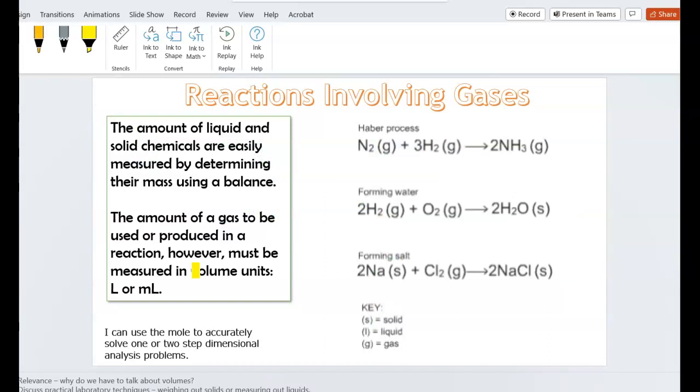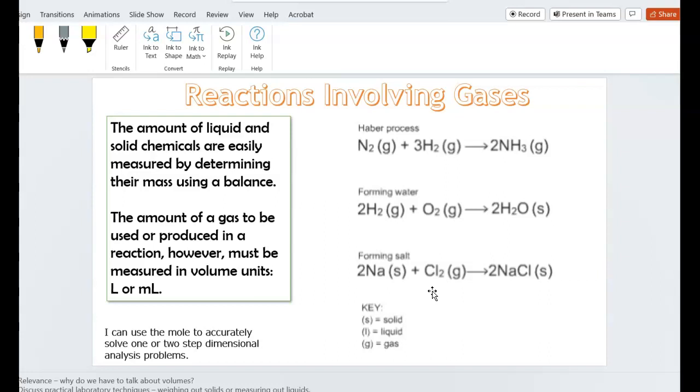And here's a look at just some example reactions that deal with all gases or some gases. So the first one, we have ammonia from nitrogen and hydrogen gas. We have water from hydrogen and oxygen gas. And down at the bottom, we're making table salt with chlorine gas in there. And so when we're dealing with gases and chemical reactions, they can be tricky. Oftentimes we can't see gases. They're difficult to just grab and put on a scale and weigh. And so we have to deal with them differently.